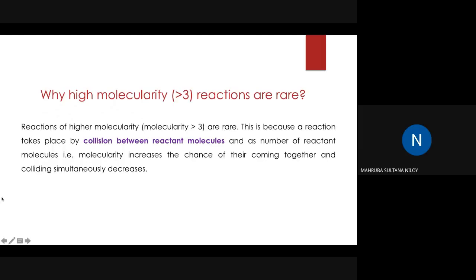Okay, so why are high molecularity reactions rare?